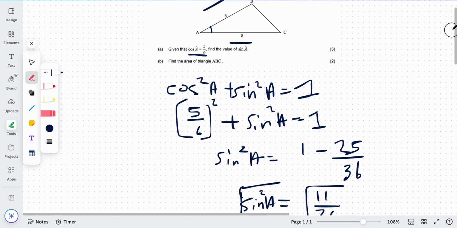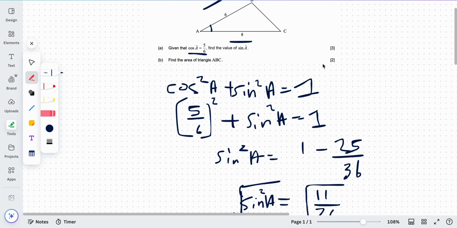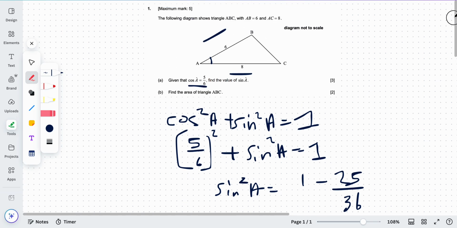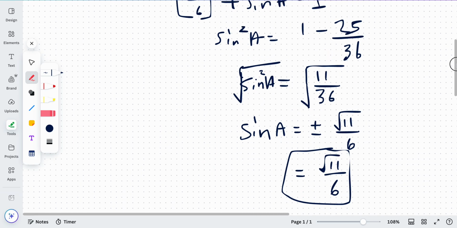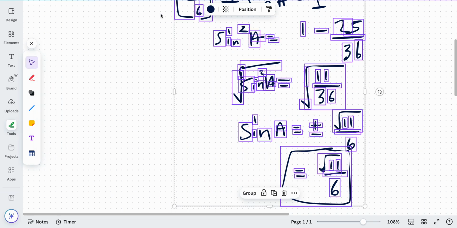That one should have been pretty easy, just using the knowledge of the identities. And then, knowing that, we'll have to find the area of triangle ABC. This is actually even easier after getting this answer. So you would need this, remembering that sine A is root 11 over 6.